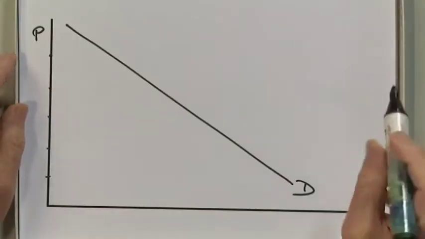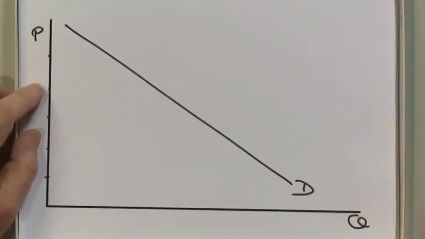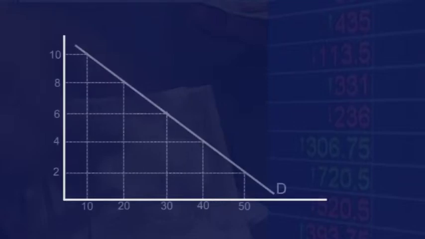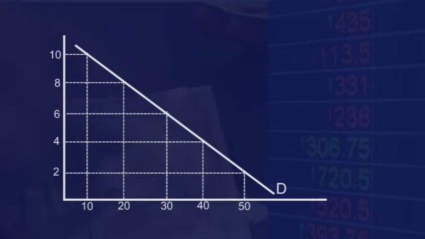Here we've got some given demand curve such that when the price is 10 euros, the quantity demanded is 10 units. It's a straight line demand curve. When the price is 8 euros, quantity demanded is 20. At 6, it'll be 30. At 4, it'll be 40. And at 2, quantity demanded will be 50.